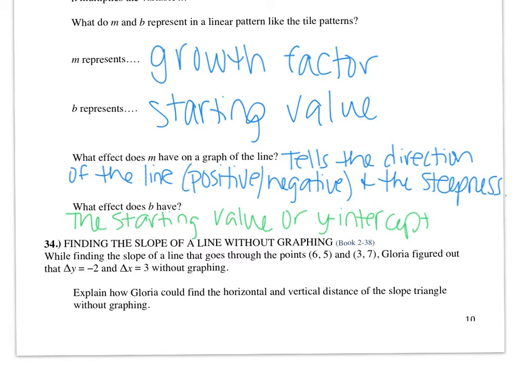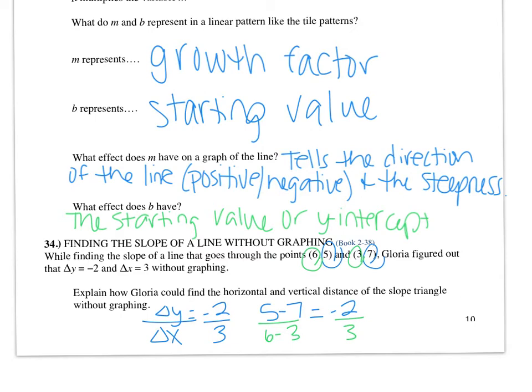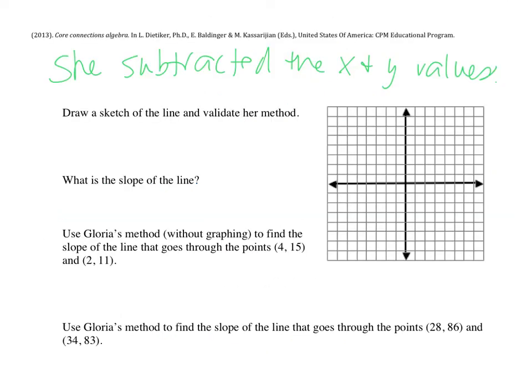So number 34, while finding the slope of a line that goes through the points (6, 5) and (3, 7), Gloria figured out that the change in y is -2 and the change in x is 3 without graphing. Explain how Gloria could find the horizontal and vertical distance of the slope triangle without graphing it. So if we look at our points, we're saying that the change in y is -2, change in x is 3. So looking at our y values, it looks like Gloria did 5 minus 7 to get -2. And then it looks like she took 6 minus 3 to get 3. So she subtracted them. So Gloria subtracted the x and the y values.